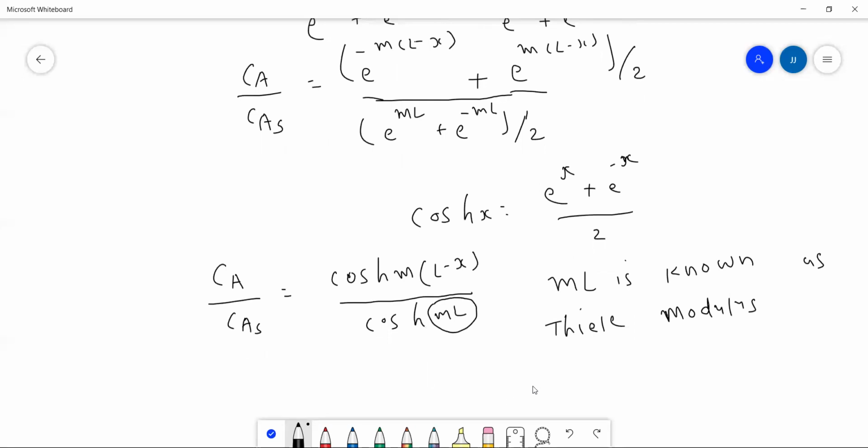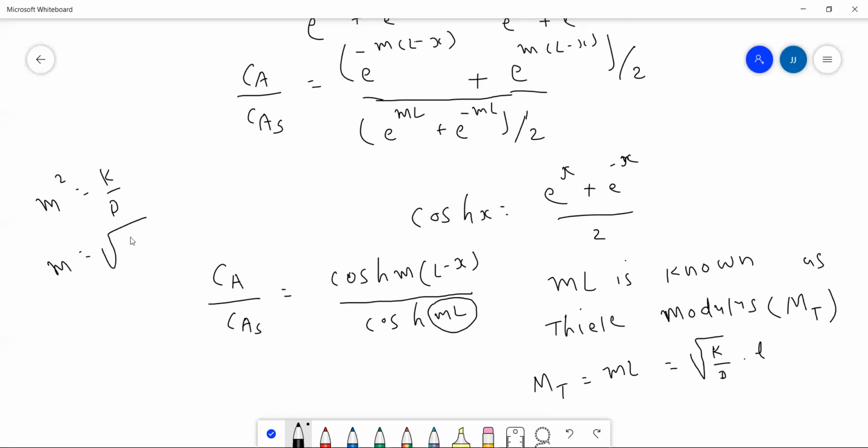And m is represented as mT, so mT is equal to ml, where m is nothing but under root K by D, because we have taken m square equal to K by D. So this m is equal to under root K by D.